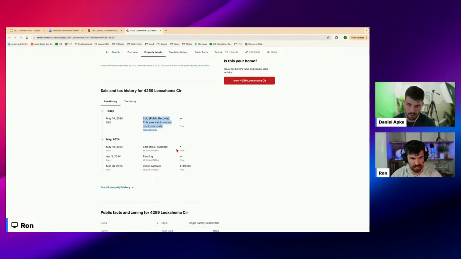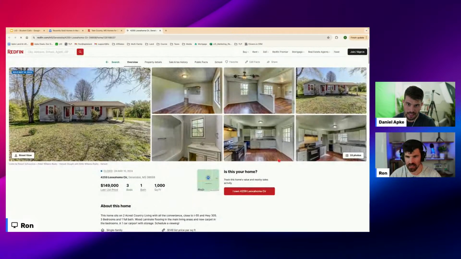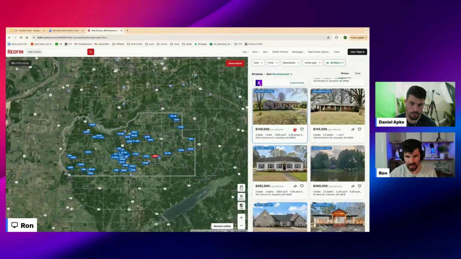This sale was in a non-disclosure state. Yeah, 149 is the last list price. Yes, this is not estimated. They give estimates on the market value of the house and all that, but not the Redfin estimate or whatever that is. I've heard these comments so many times, and it's always something we need to clarify because of how deceiving Redfin kind of is, because it says very clearly here, last sold price, which is not the case. This is not correct.